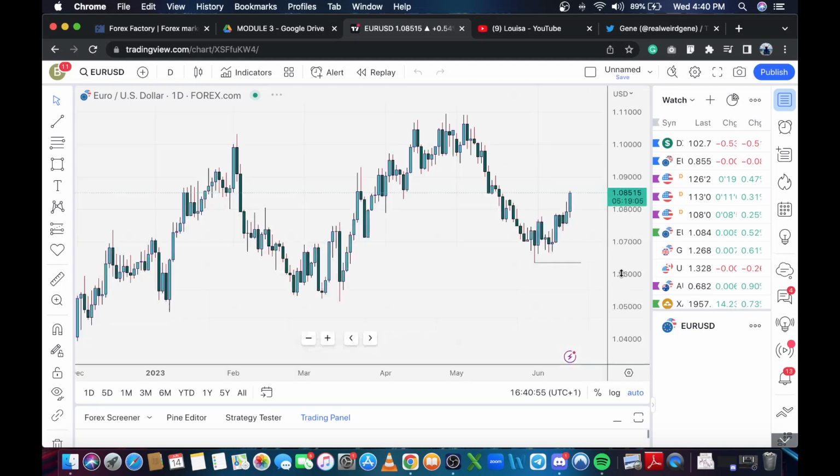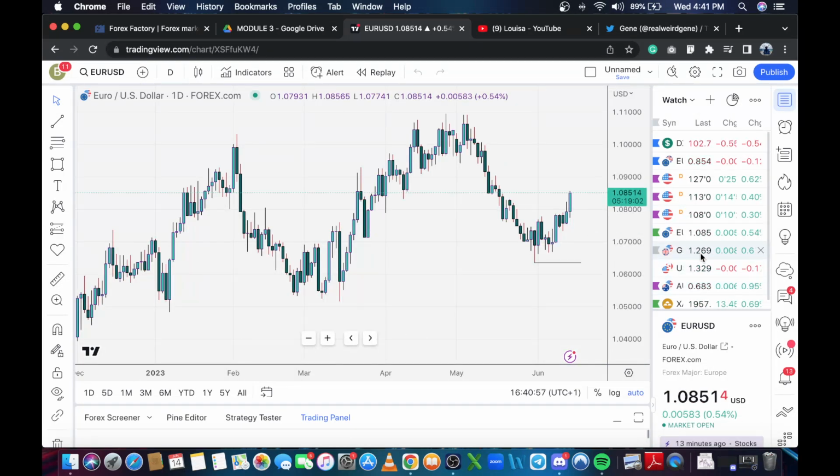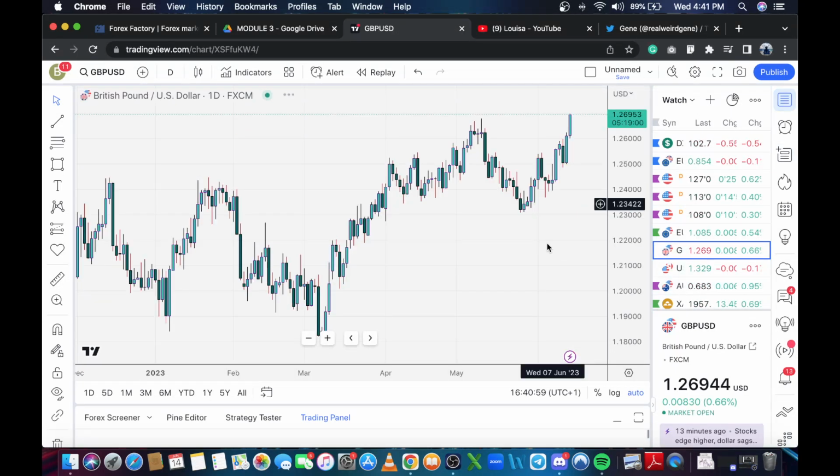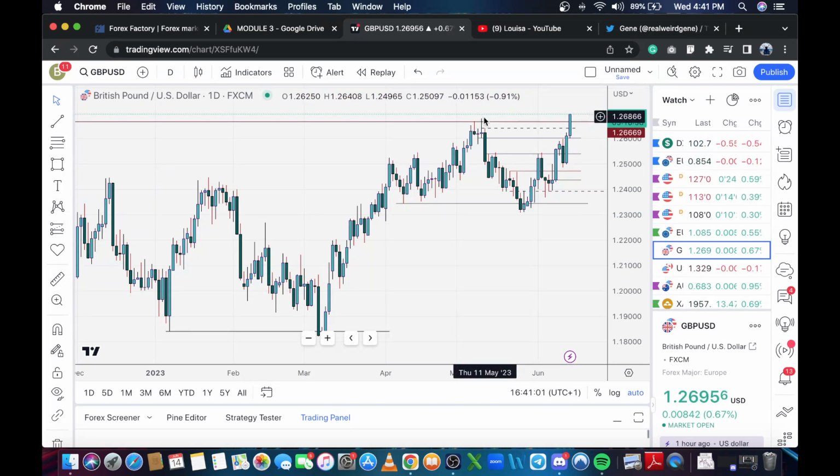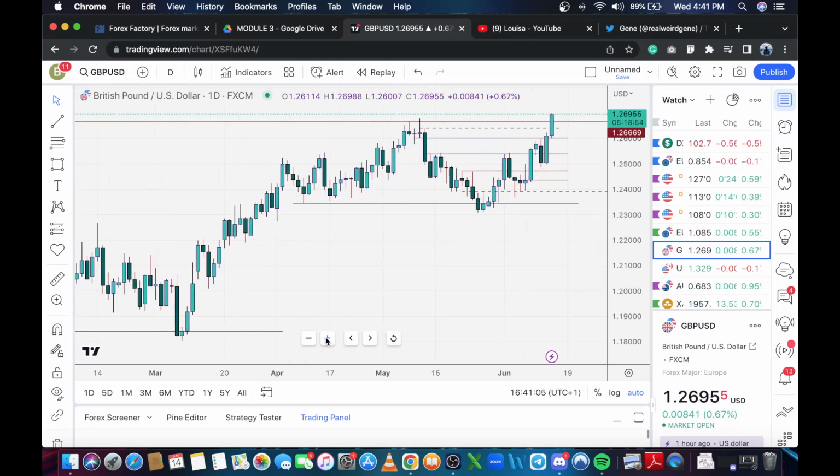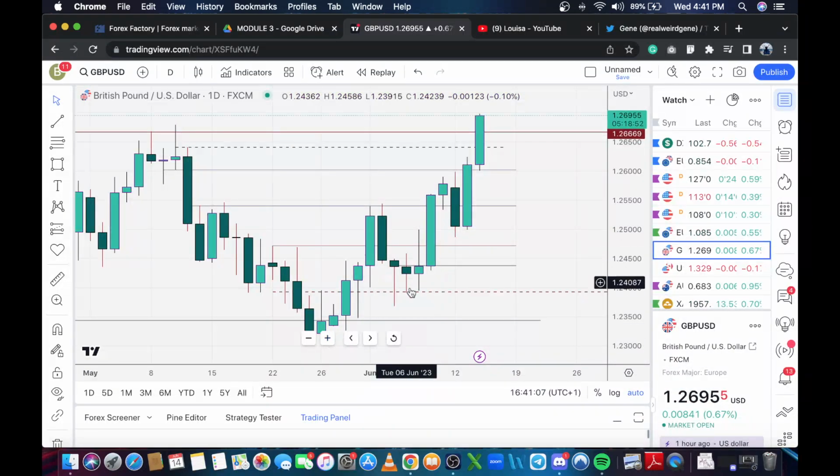Now, I did not day trade cable, but I swing traded cable, and I was talking about swing trades all the way up to this liquidity pool up there. And if you notice, I talked about price capping off the low of the week at this specific level.